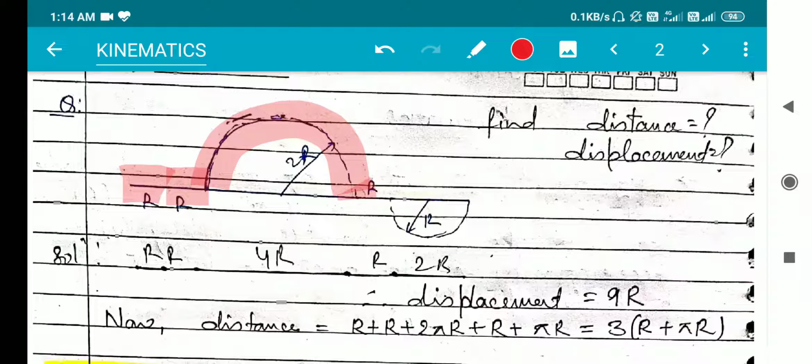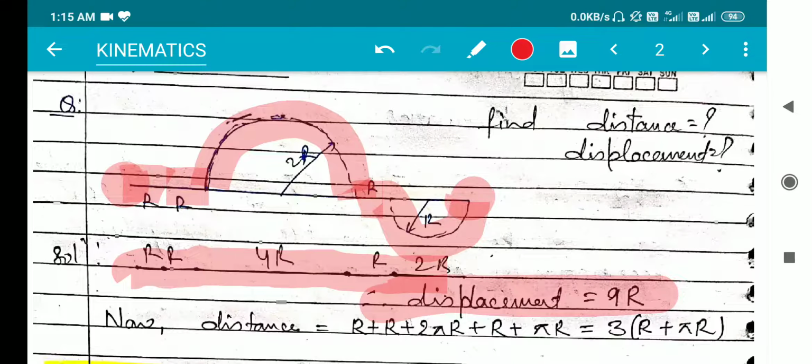Again it moves 1r linearly, and then again it follows the semicircular portion having the radius r. So if we find the displacement, we have to check the shortest distance between the initial point and the final point. So r, 2r plus 2r plus r and plus 2r. So total displacement is equal to 9r.